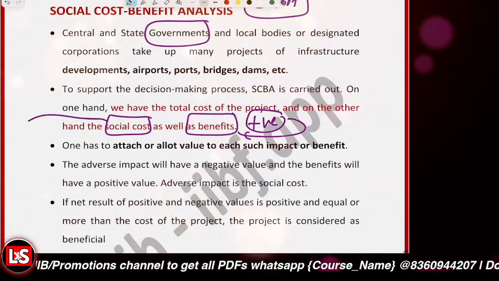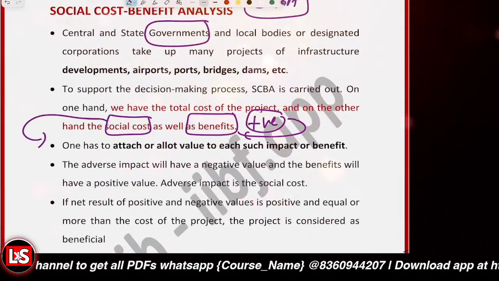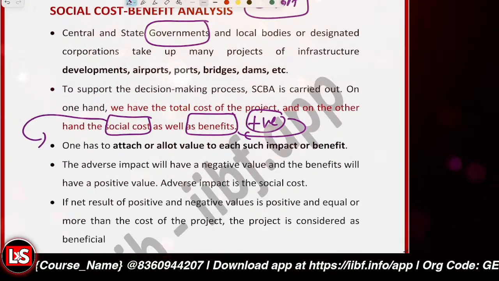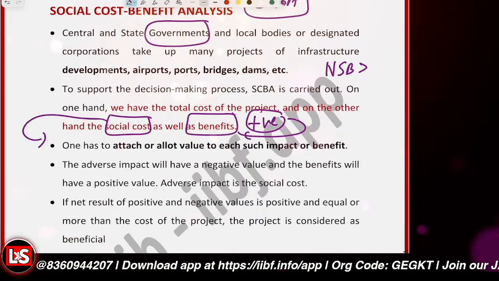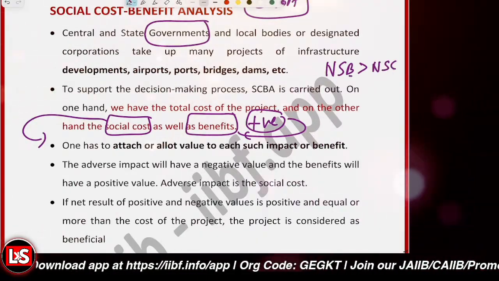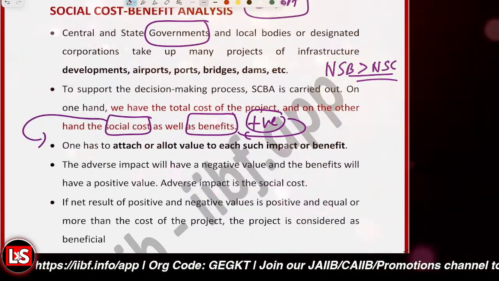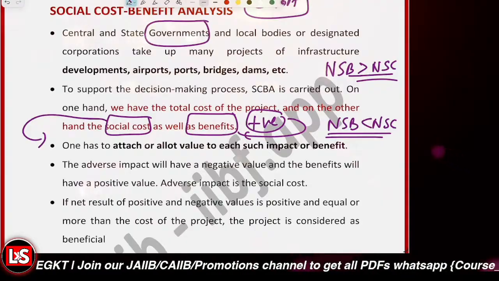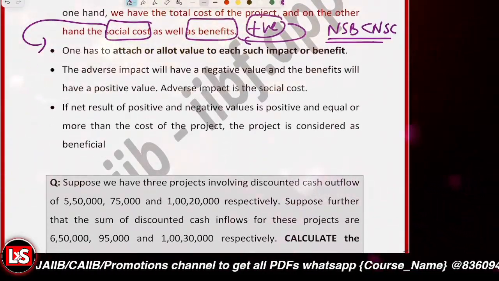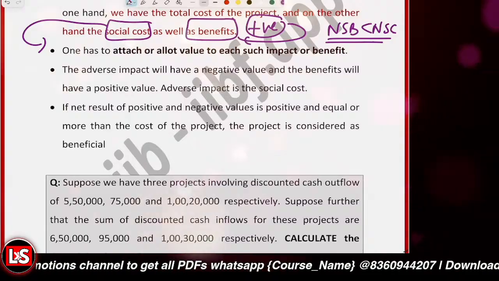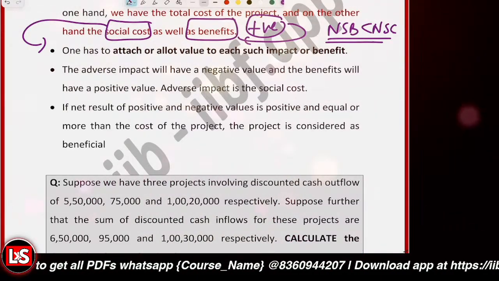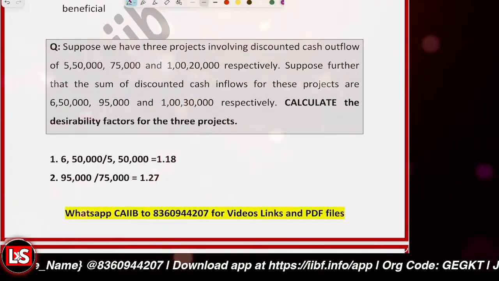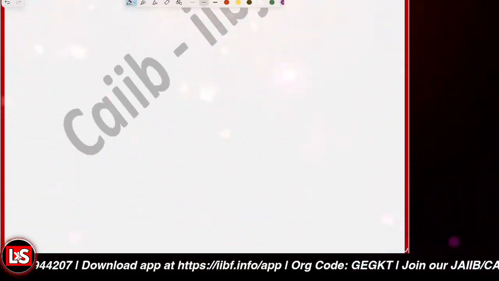And social cost is related to what? Like pollution or, let's say, deforestation. These are the negative values. So if net social benefit is greater than the net social cost, then we are to accept the project. And if net social benefit is less than the net social cost, we are to reject the project. As simple as that. So even if the financial profitability is not there, but the social benefits are very high, we should undertake that particular project. Get it? This is a repeated topic, so we are not going to cover it again.